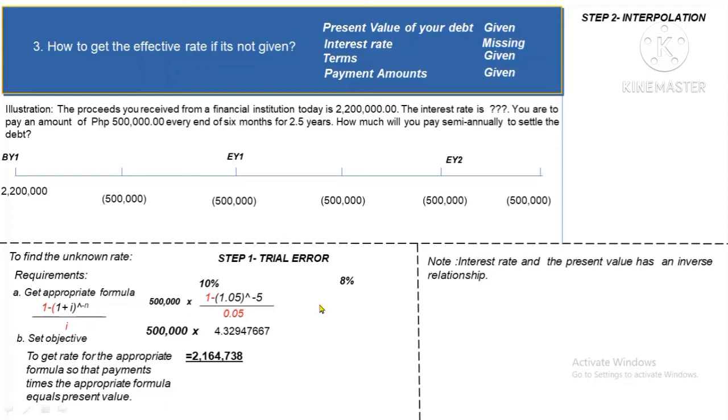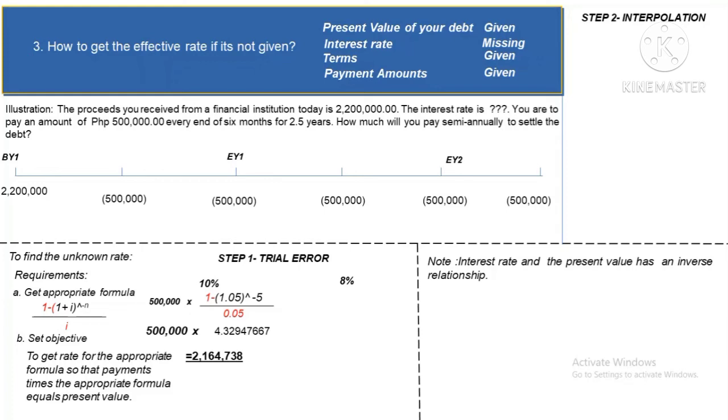So in summary, when we talk about future value, the rule is the higher the interest rate, the higher the future value of your investment. But when we talk about present value, the higher the interest rate, the lower the present value of your payables or receivables. Sir, we need the logic behind the inverse relationship of present value and the interest rate.